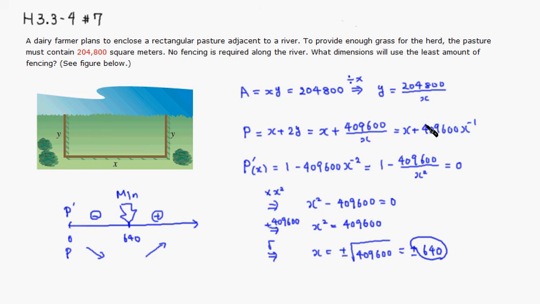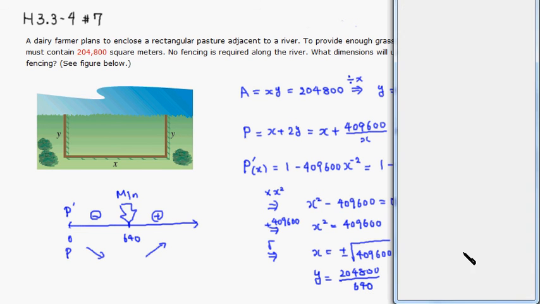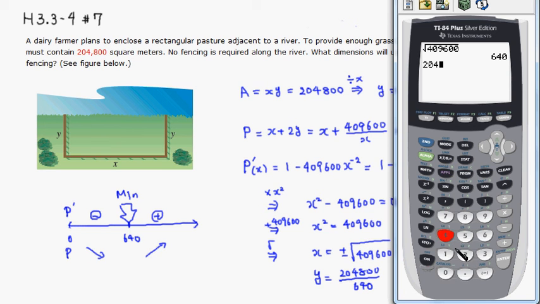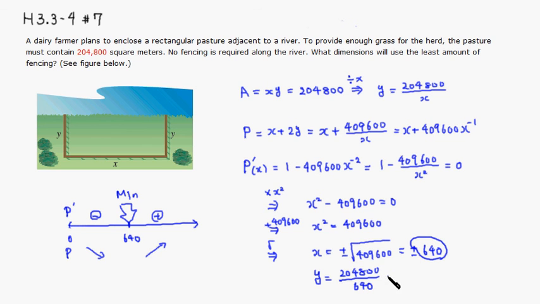Then the y value is simply y equal to 204,800 divided by 640, which is equal to 320. All right, so this is 320.